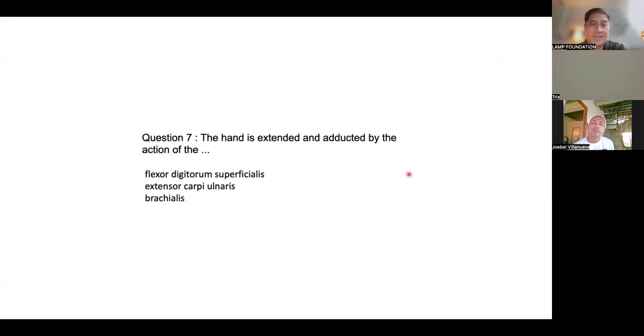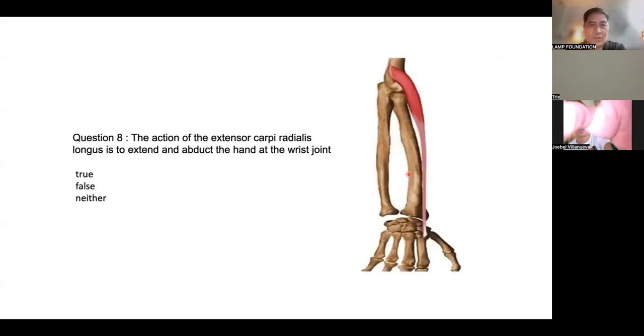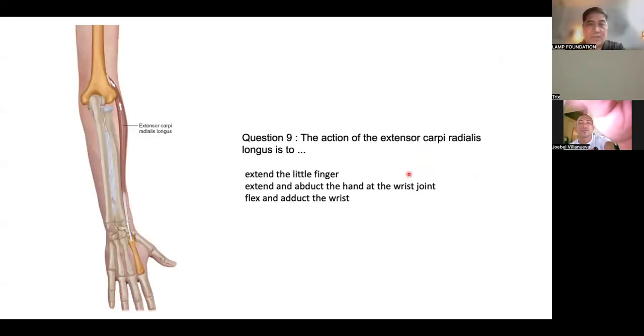The hand is extended and abducted by the action of the extensor carpi ulnaris. The action of the extensor carpi radialis longus is to extend and abduct the hand at the wrist joint. True or false? True. The action of the extensor carpi radialis longus is to extend and abduct the hand at the wrist joint.